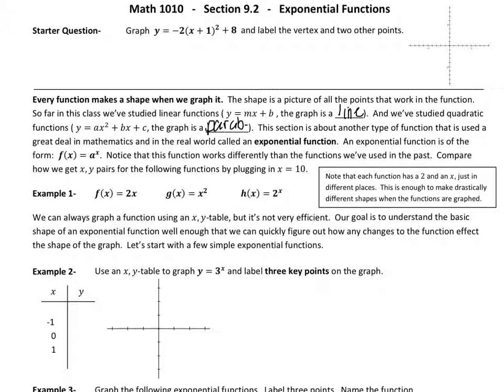Compare how we get x, y pairs for the following functions by plugging in x equals 10. On the first one, if I plug 10 in, I get 20, right? 2 times 10 is 20. Now in the second one, if I do 10 squared, I get 100. Now in the third one, if I do 2 to the 10th, what do I get? 2, 4, 8, 16, 32, 64, 128, 256, 512, 1,024. Check it. But I'll bet you I'm right.